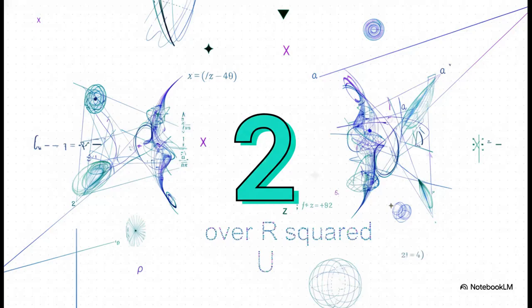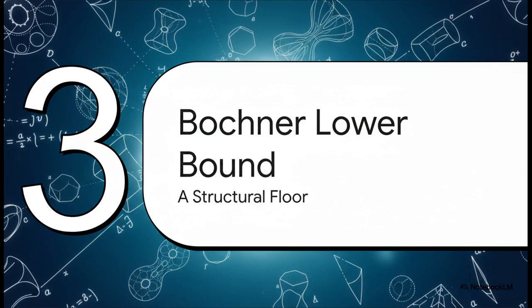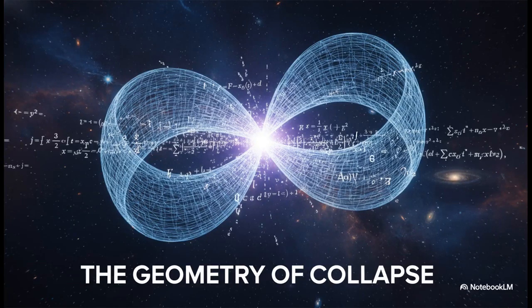2 over r squared? I really want you to lock this number in your mind. We've hit our ceiling. But in mathematics, an upper bound is really only half the story. To know exactly what the number is, we have to prove it can't go any lower either. Section 3. The Bochner lower bound. This brings us to our second, entirely independent proof.